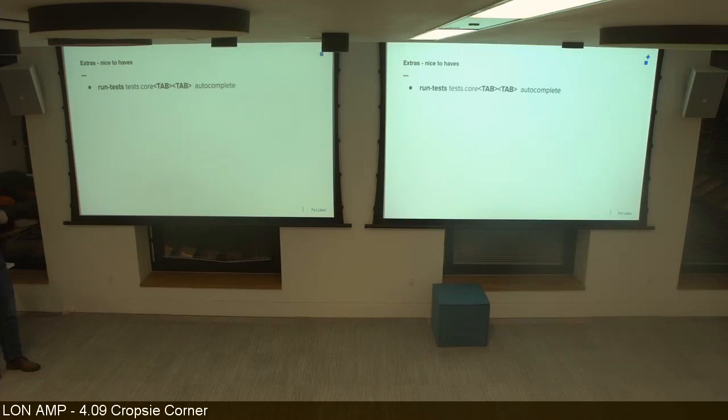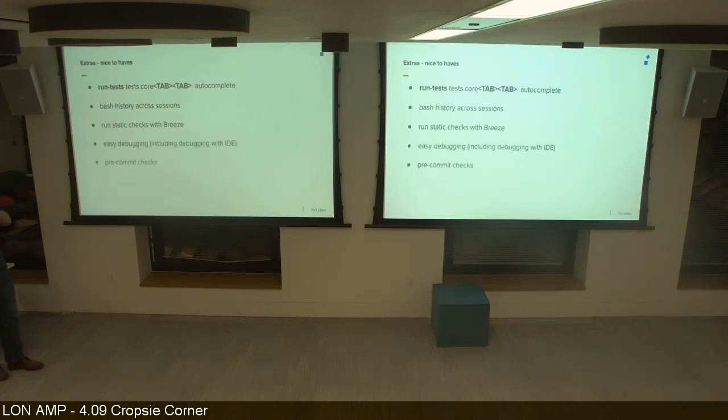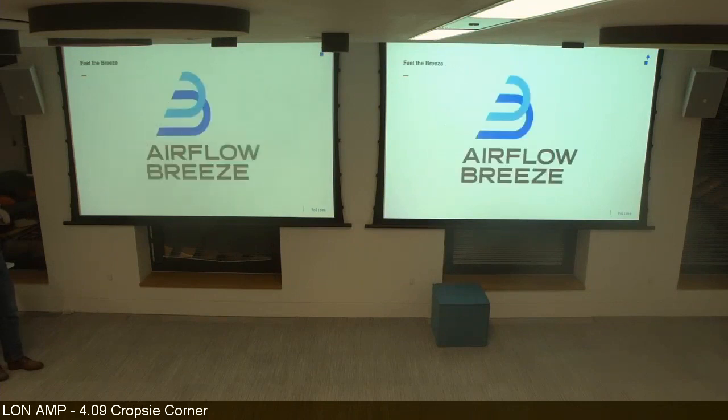Also, what is really nice, we have running tests. When you run the tests, you can use autocomplete because you never remember the name of the class or package you want to run. With autocomplete, you can actually see and use it to help you with that. You can keep history across sessions. You can run static code checks within Breeze. So you can just run Breeze, specify the static code checks, and they will run automatically. There is easy debugging. There is a latest cool feature, which is pre-commit checks. I will tell a little bit about that later.